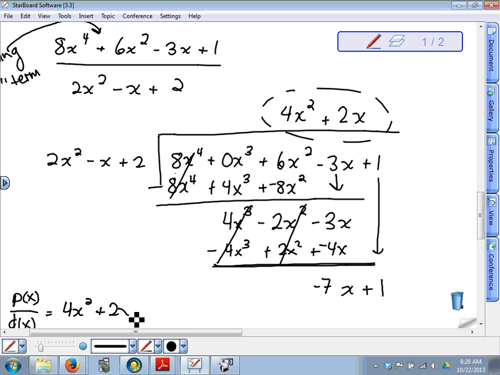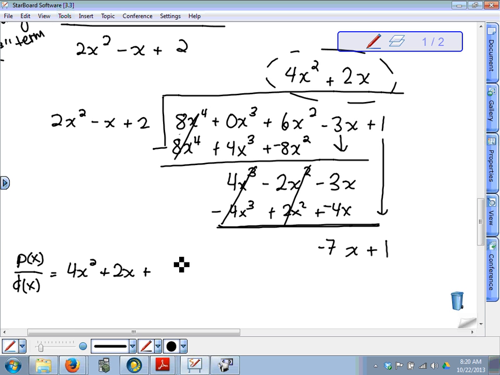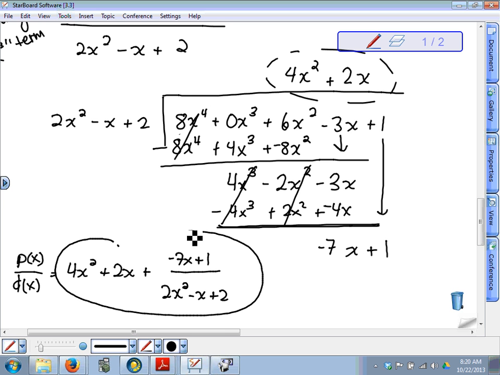4x squared plus 2x. That's the quotient. Then you add the remainder, negative 7x plus 1, and you divide that by the divisor. This is how you represent your solution. 4x squared plus 2x plus negative 7x plus 1 all over 2x squared minus x plus 2.